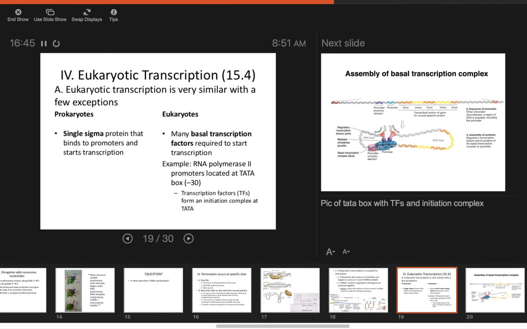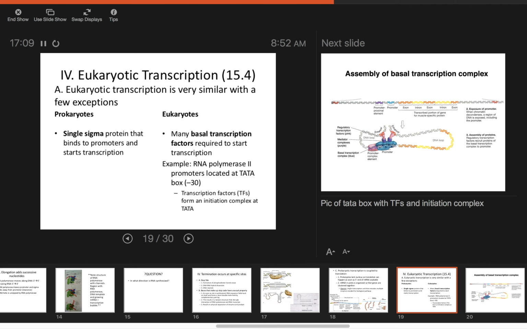In prokaryotes, we have a single sigma protein that binds to the promoters and starts the transcription. In eukaryotes, it's not sigma. They're called basal transcription factors. Wait, so earlier when we were talking about that was all prokaryotes? Yep. In eukaryotes, it's not sigma, it's basal transcription factors, and I'll show you a diagram of it.